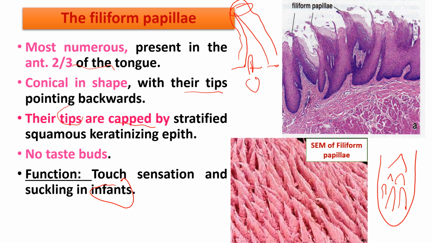Does this filiform papilla have any role in taste sensation? No, it doesn't. It has no taste buds, and this is an important point. Here you can see a scanning electron microscope image of filiform papillae. They are conical in shape, with a wide base and narrow apex, and all of their tips are directed backward. This was the first type, the most common and most numerous, present on the anterior two-thirds of the tongue.